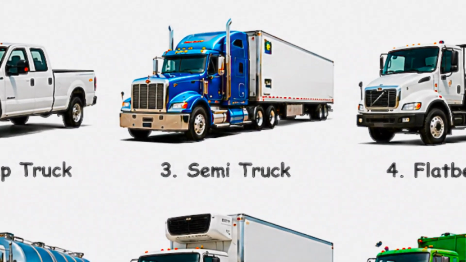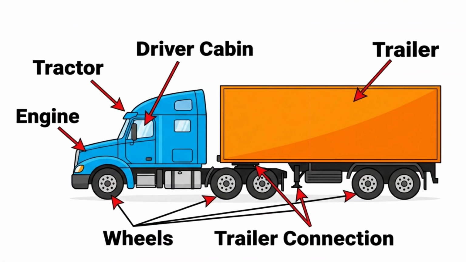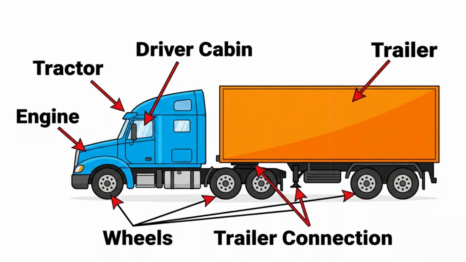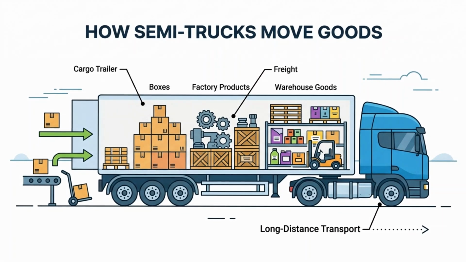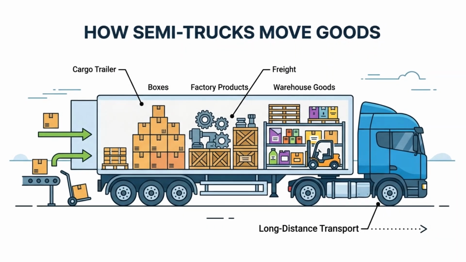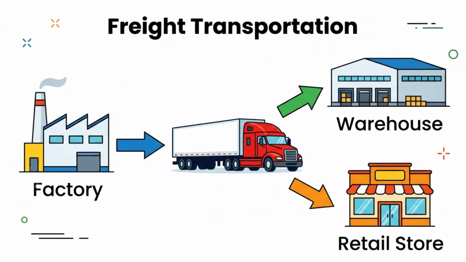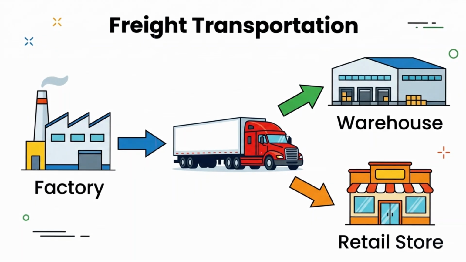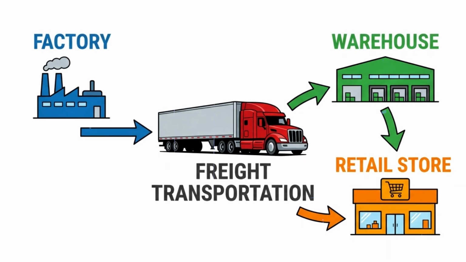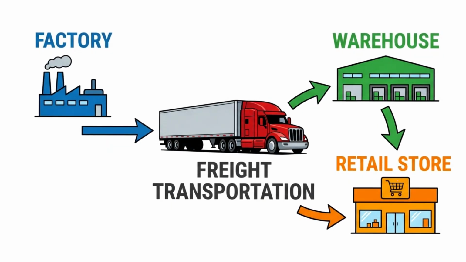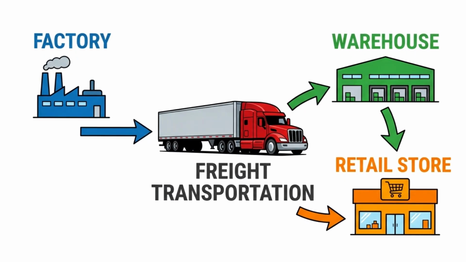Semi-truck. A semi-truck is a powerful vehicle designed to pull large trailers over long distances. The truck itself, often called a tractor, connects to a separate trailer carrying freight. Modern economies depend heavily on semi-trucks because they transport goods between factories, warehouses, ports, and stores. Their large engines and long-haul capability allow them to move massive amounts of cargo efficiently.